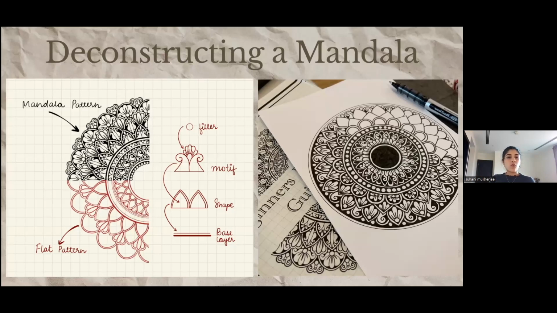So once a mandala, the basic pattern, is deconstructed, it comes down to four main components. There is the base layer, which is broken down in this diagram on the left. There is the simple shape, the more complicated motif, and the filler element. And with these four components, each layer of the mandala is created. And once it is put together, it creates a beautiful and intricate circular design.